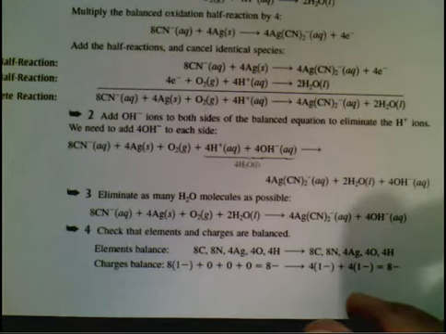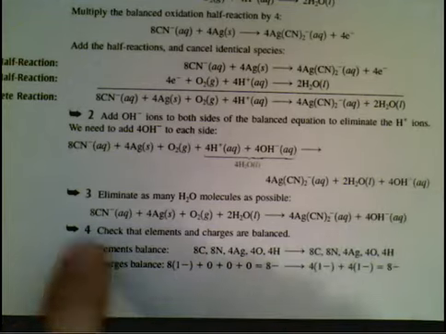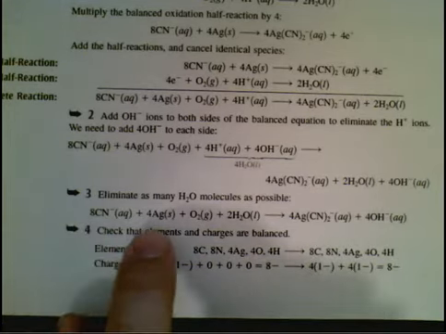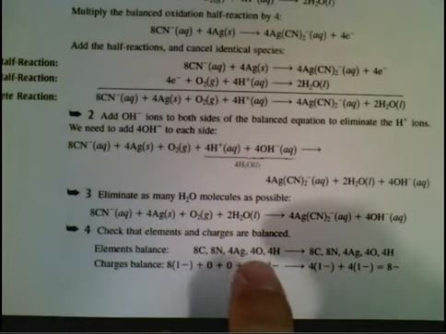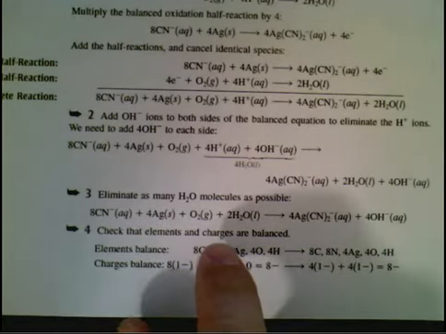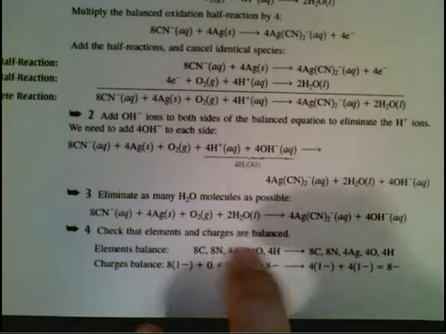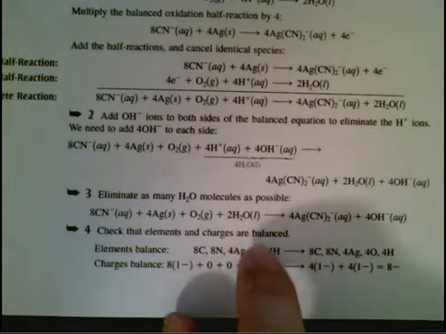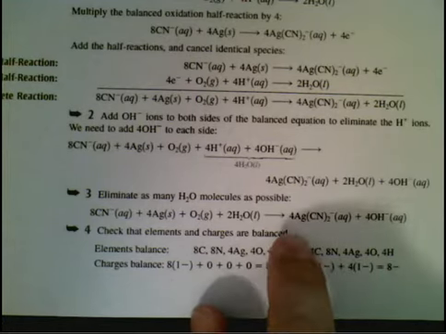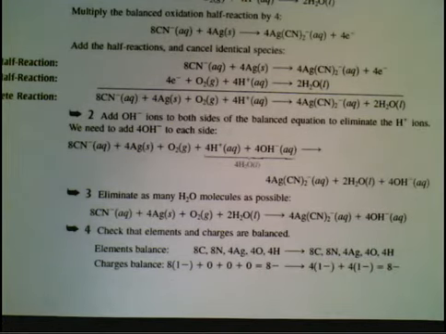Number 3, we're going to eliminate as many water molecules as possible. And so we're going to have 8 cyanide ions, 4 solid silver atoms, 1 O2 in the gaseous form. We have 2 liquid water molecules. Then we have 4 silver cyanide formula units in the aqueous form, and then 4 OH minus units in the aqueous form. This leads us into our last step.